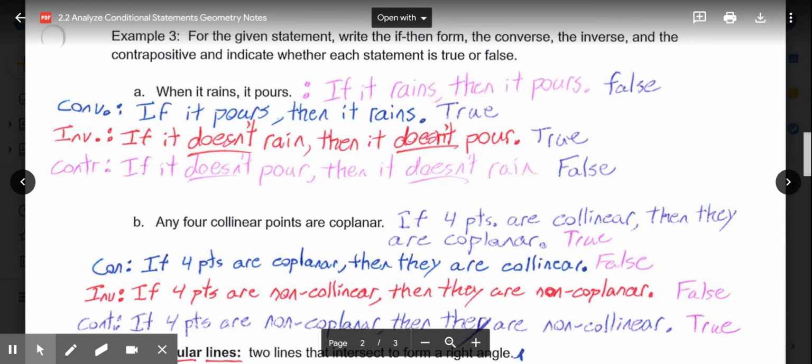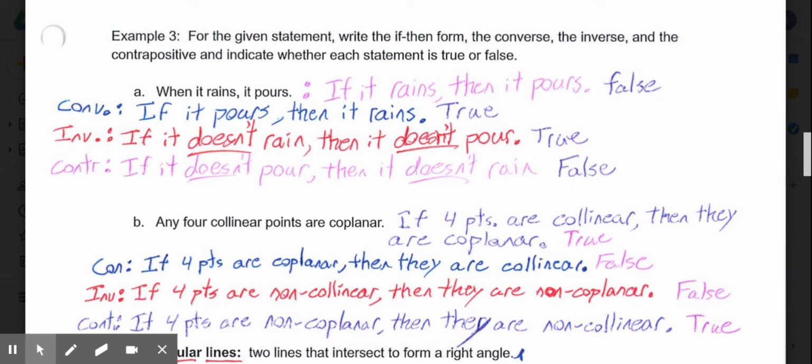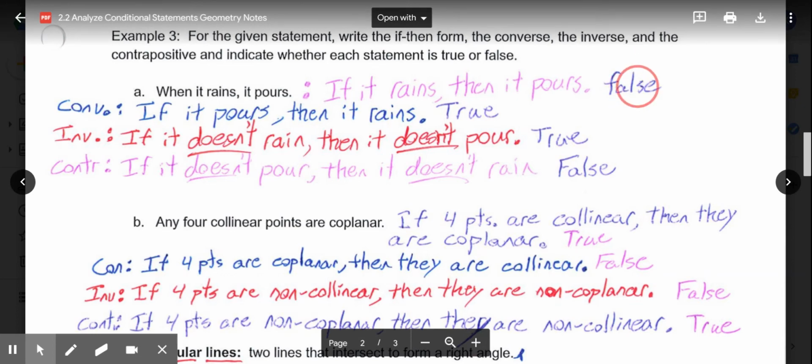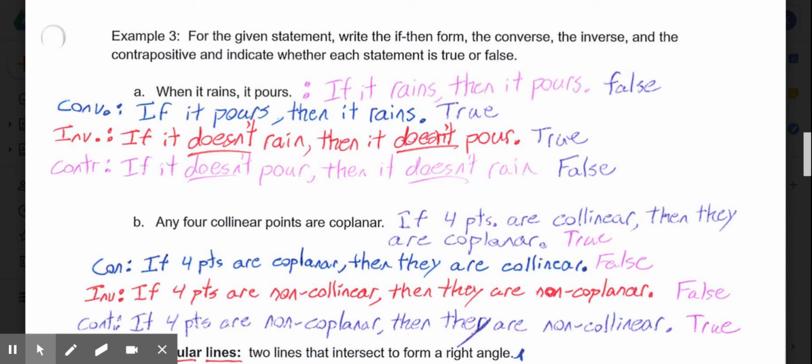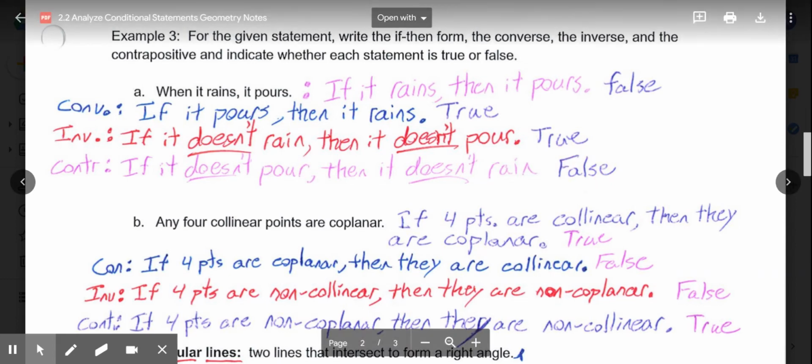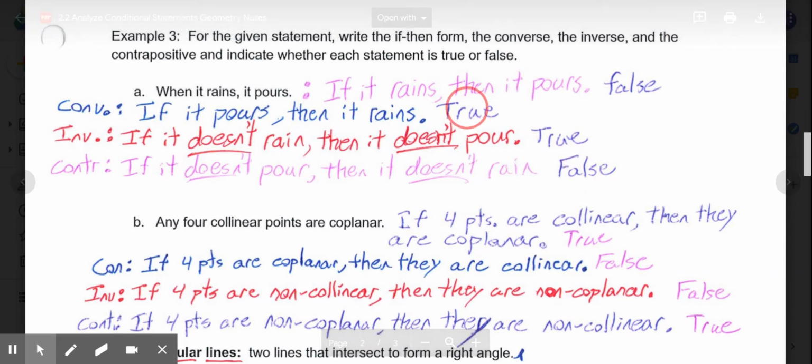If our original is false, the contrapositive is automatically also false. If the original is true, then the contrapositive is automatically true. Same thing with the converse and inverse. If the converse is true, the inverse will always be true. If the converse is false, the inverse will always be false. Or you can read each statement and just say if they make sense or not.